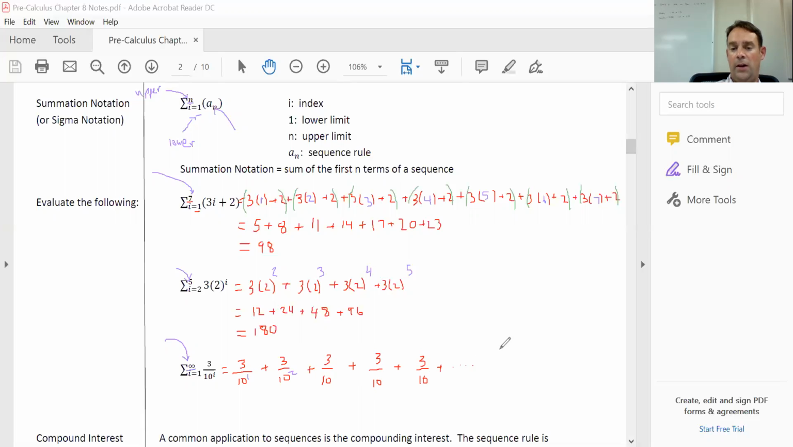Dot, dot, dot, and it's just going to keep going on forever and ever. So I got 3, I got 4, and I got 5, like that. So 3 over 10 to the first, that's 3 divided by 10, that's 0.3. 3 divided by 100 is 0.03.